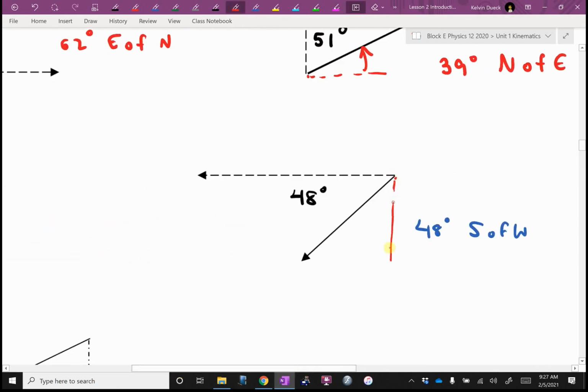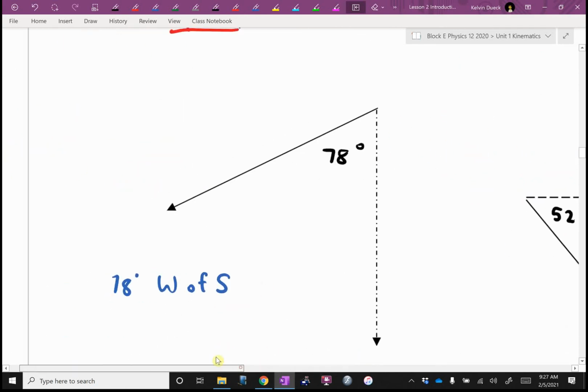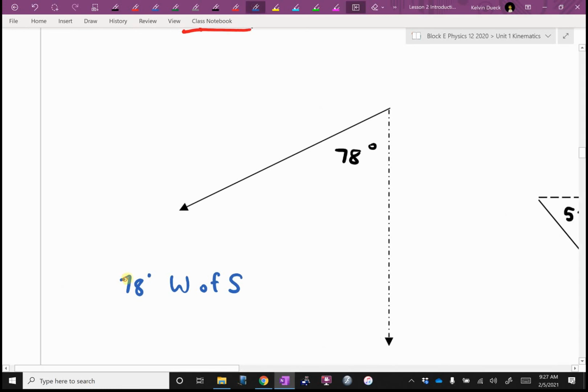48 degrees south of west, or 42 degrees north of south, east of west, what of what? Hey, that's west of south. Start out going south, and then go west of south. What's the second angle for this one? 78 degrees west of south can also be written as 12 degrees.